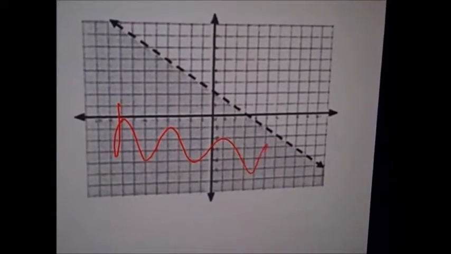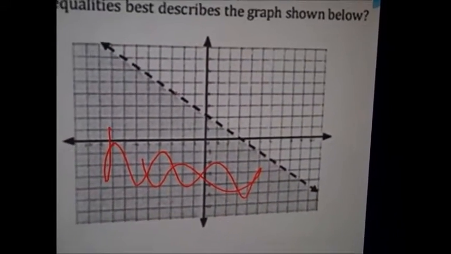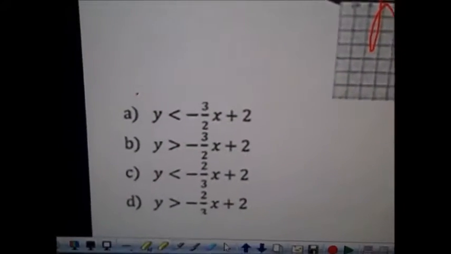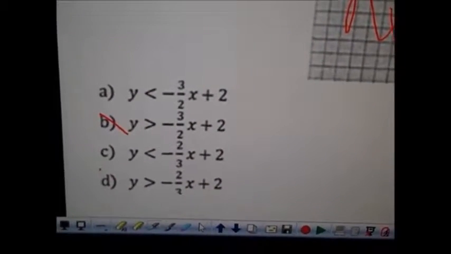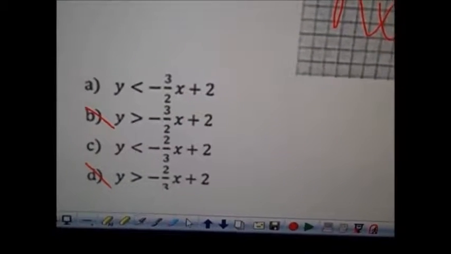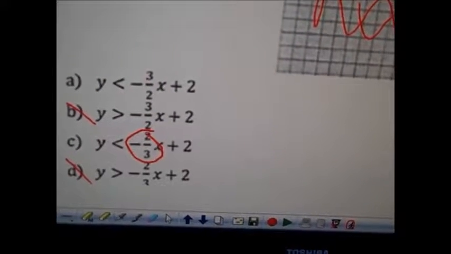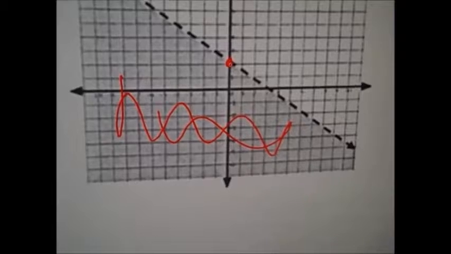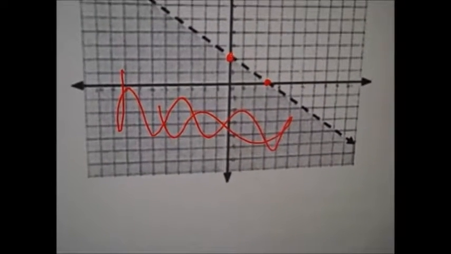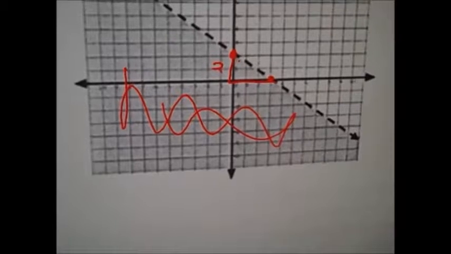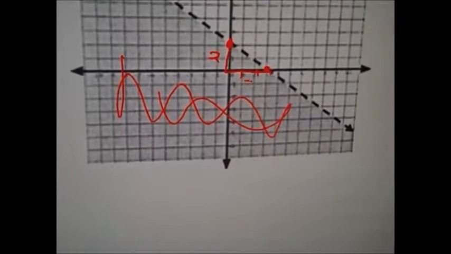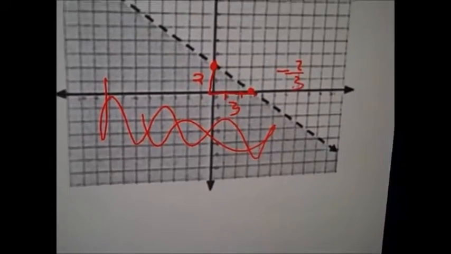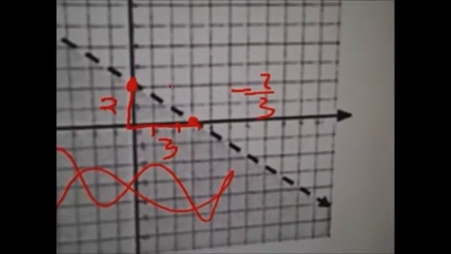Okay, it's shaded below. That means less than. And this is a dashed line. That means just less than. This one is out and this one is out because that's greater than. Now look at A and C. The only difference between A and C is their slopes. To find the correct one, pick a point here. The y-intercept is a good one to pick, and so is the x-intercept. From there you can see rise over run. Down 2 spaces, right 1, 2, 3. Negative 2 over 3 is the correct slope. Okay, down 2 over 3, negative 2 over 3. That would be not this one, but C.